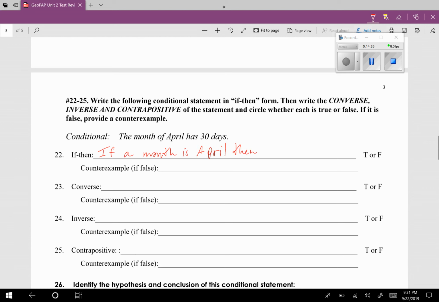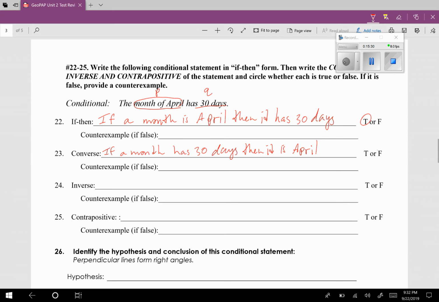And now we're going to do our converse. Okay, so that means we just have to switch the hypothesis and the conclusion. So remember, month is April, that's our hypothesis. Having 30 days, that's the conclusion. So we're going to switch it. If a month has 30 days, then it is April.